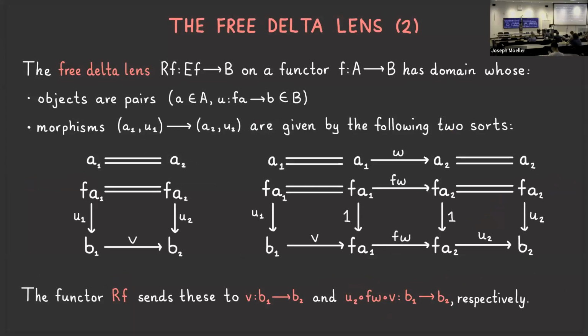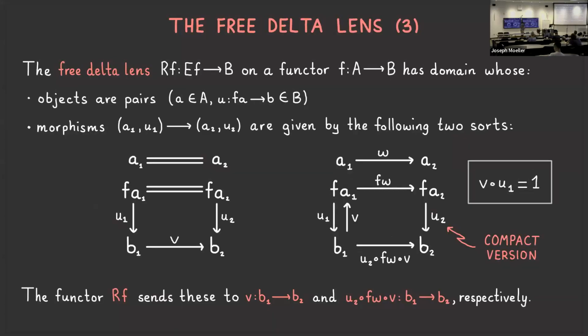Morphisms between pairs of an A and a U, as shown, are just of the following two sorts. So again, we just have morphisms corresponding to our first generator, and we have a sequence of generators like that, as shown. So how we understand this second sort is that we have our object U, U1, and we're taking a section, a retraction of that morphism, and we're applying a morphism W via f of W, and then we're applying our codomain U2. Okay, and again, R of f sends these to the codomain parts of these morphisms.